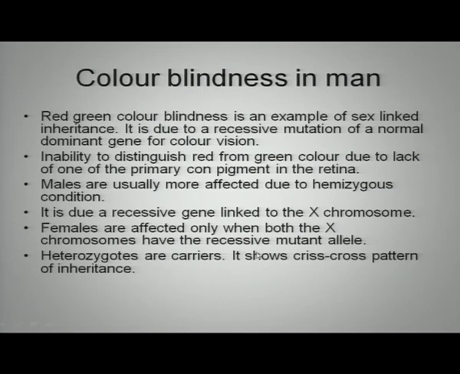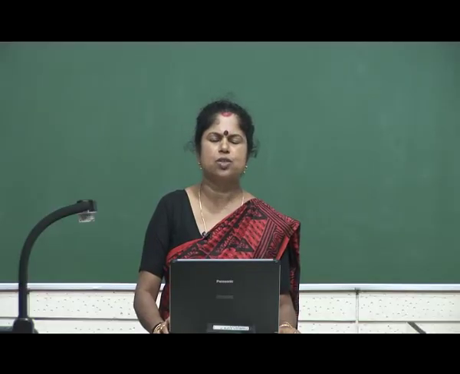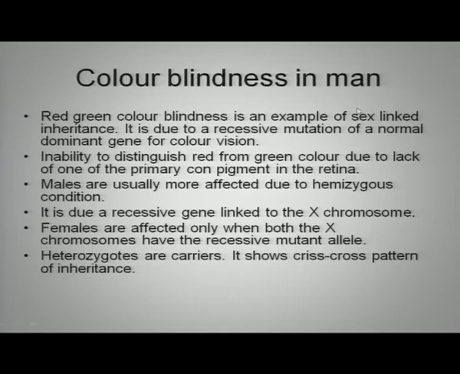Now, another example for sex linked inheritance, that is X linked inheritance. It is color blindness in man. Color blindness in man is known as red-green color blindness, and the gene for this is a mutant one, a dominant gene mutated to a recessive one. A mutant recessive allele present on the X chromosome is responsible for causing this disease. So, it is also just like that of hemophilia. It is also an example of sex linked inheritance, X linked inheritance, and recessive mutation.